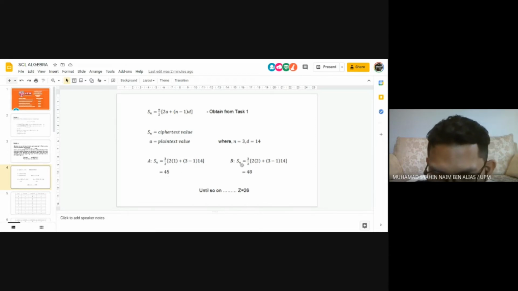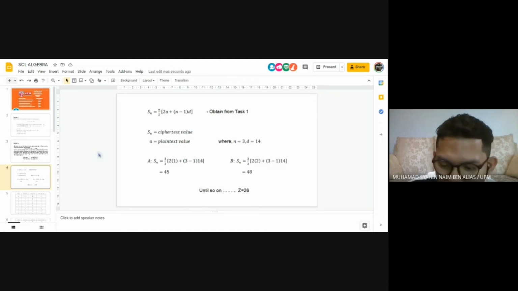And for B, Sn equal to 3 over 2, 2 multiplied with 2 because the plain text value for B is 2, plus 3 minus 1 multiplied with 14, and we will get the answer 48. We will do the same steps until Z equal to 26. As we can see, the difference between B and A is 3, like 48 minus 45 is 3.